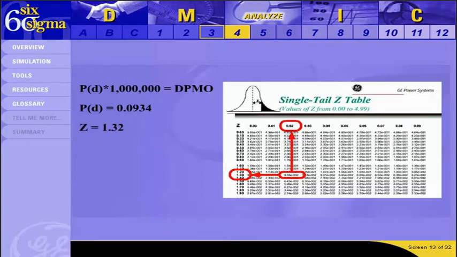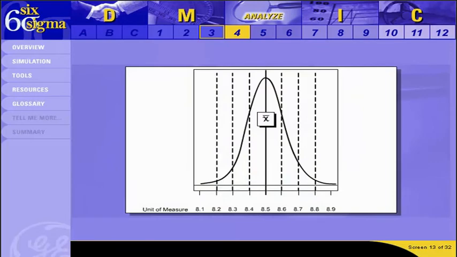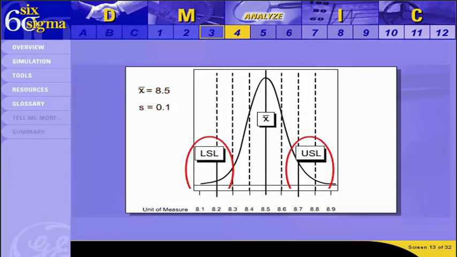Finding the z-score for a given DPMO comes in handy when we start estimating the process capability in sigma level. Now that you have learned about the z-score and the z-table, let's see how this applies to calculating process capability in Six Sigma methodology. The graph shows the distribution of all possible outcomes for a given process. The mean and standard deviation of the outcome distribution are 8.5 and 0.1. The upper and lower specification limits are 8.7 and 8.2 respectively.